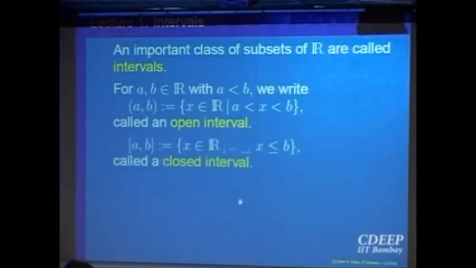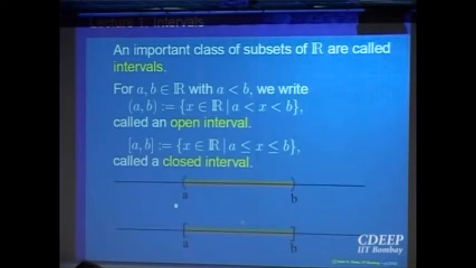Similarly, you will have what is called a closed interval. So a less than or equal to x less than or equal to b. That is called a closed interval. Both the endpoints are included. So in the picture, this will be the open interval, right? All points in between, and excluding a, excluding b, and this is the closed interval including. So the square bracket indicates that we are including that point.